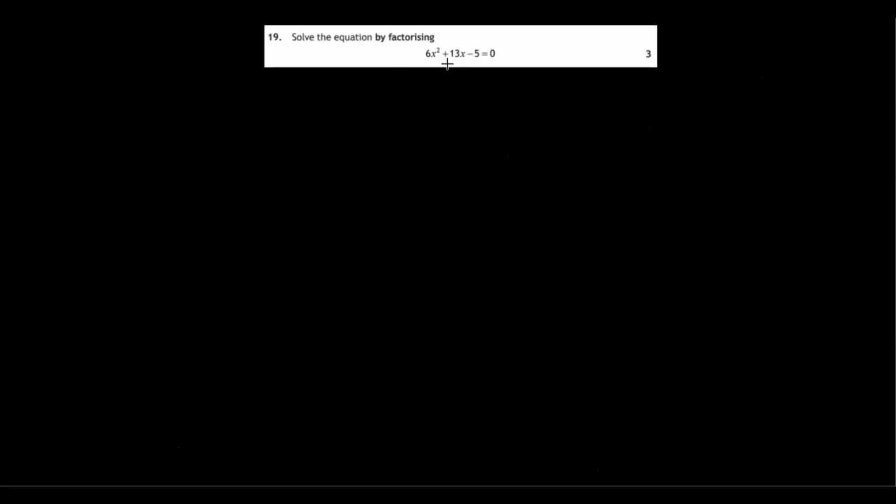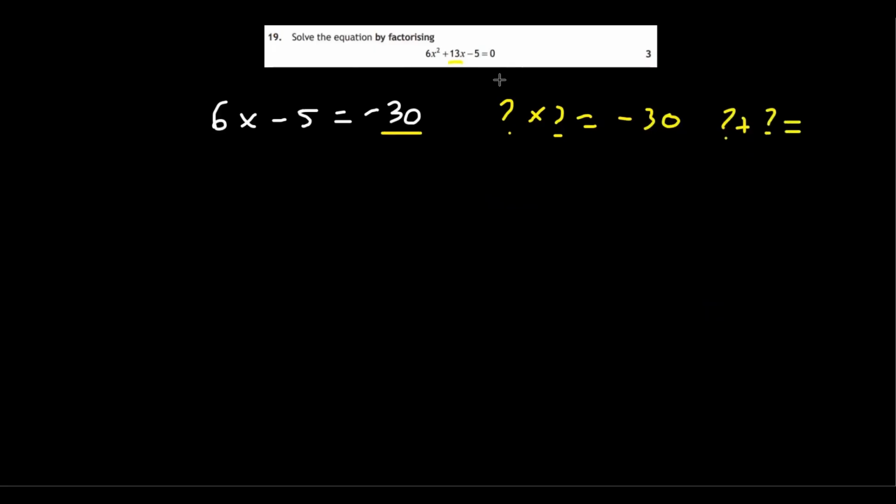Solve the equation by factorizing. Okay, so we start by multiplying the first and last coefficients, so that gives minus 30. And then we're trying to find two numbers that multiply to give minus 30, and they add to give the middle coefficient. So which two numbers multiply to give minus 30 and add to give 13? That would be minus 30. And then 15 plus minus 2 is 13. So the two numbers are 15 and minus 2.